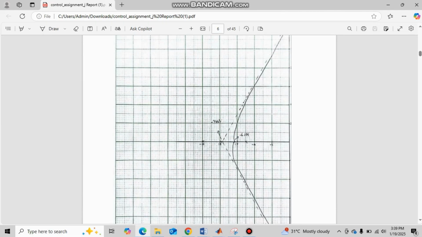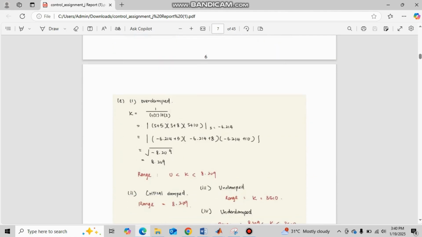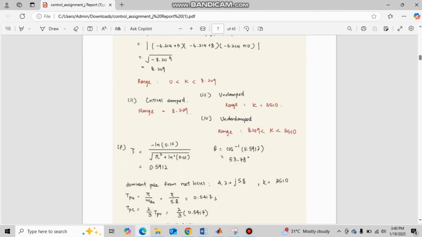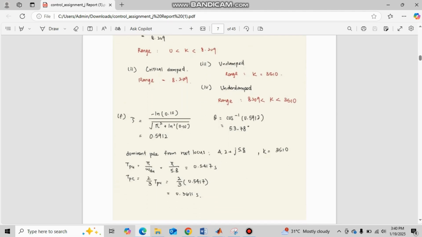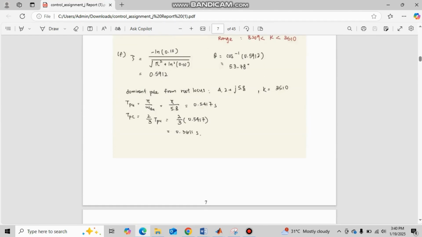So this is our Bode plot. After we finish the Bode plot, we can identify the overdamped range, which is K more than 0 and less than 8.209, critically damped at 8.209, and then undamped and underdamped. The dominant pole from the root locus is 4.2 plus and minus 5.8j. Then we can find the peak time and the rise time. Here are the peak time and rise time.